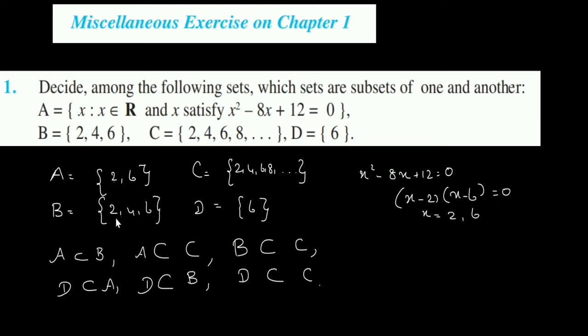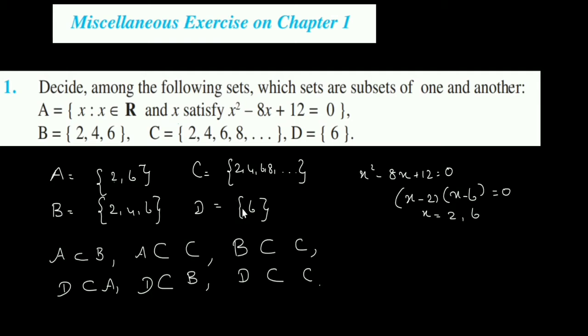Now we go to B. Is B a subset of A? No. Because 4 is not present in A. Is B a subset of C? Yes. 2, 4, 6 are present in C. Is B a subset of D? No. Because 2 and 4 are not present in D.